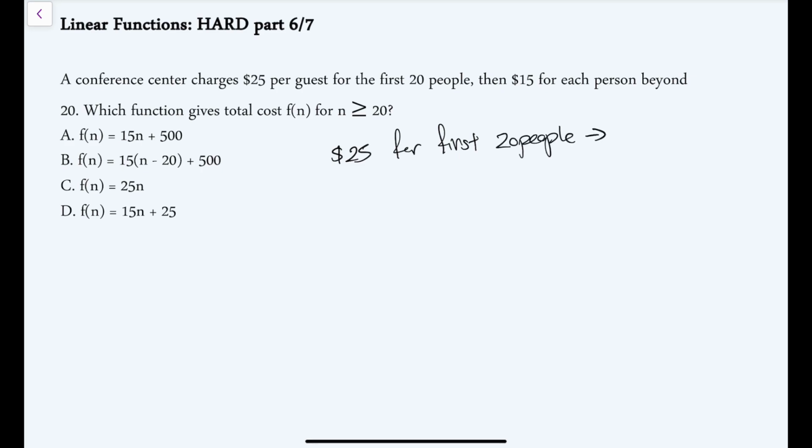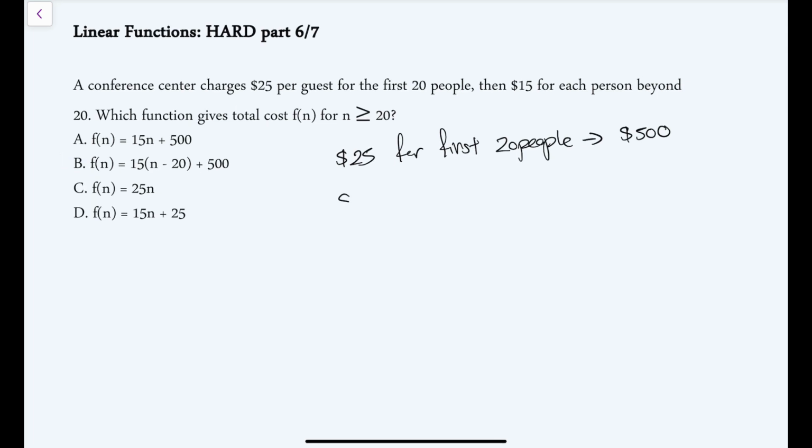Well, what does that look like as a total? That's $500. After that, it's $15 per person beyond those 20 people. So then it's $15 per person if our n is greater than or equal to 20. This means the total number n of people is greater than or equal to 20.